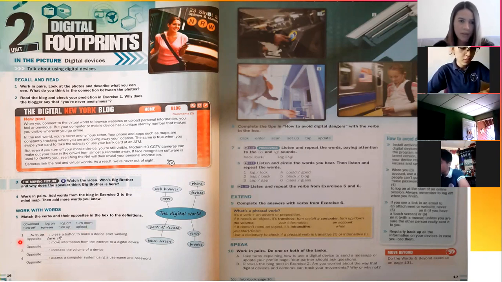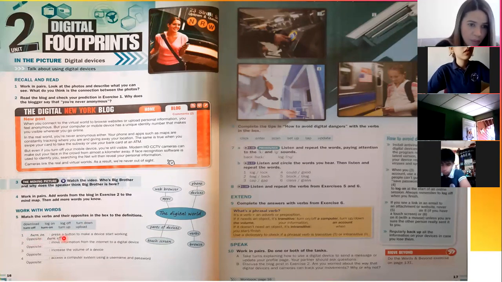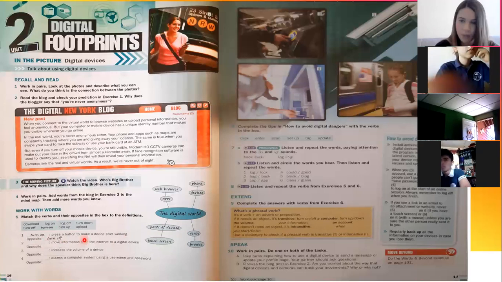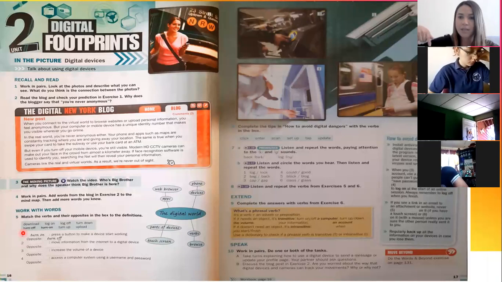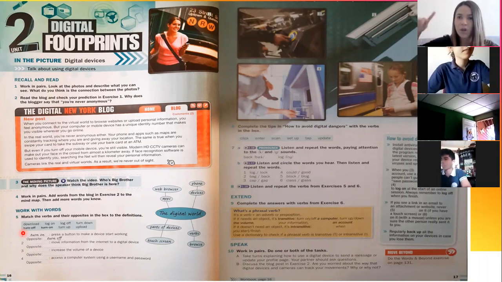The number 1 is made for you. It says turn on: to press a button to make a device start working. The opposite of turn on is turn off. Turn on means encender, and turn off means, what is the opposite in Spanish? The opposite of encender? Apagar. Okay, so turn on, encender, turn off, apagar.